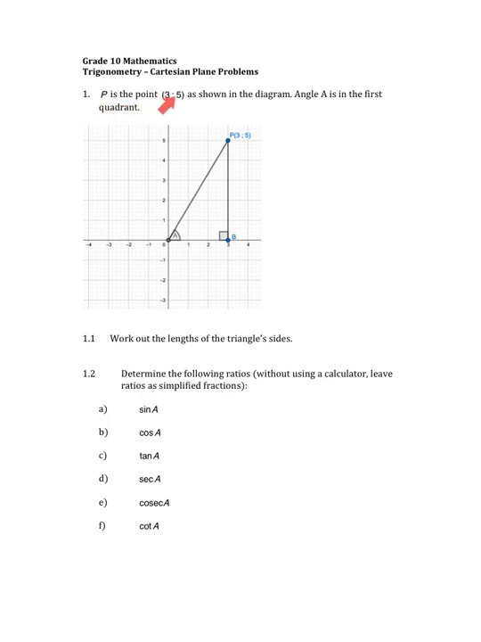P is a point (3, 5) as shown in the diagram. Here's my beautiful triangle. Angle A is in the first quadrant. Work out the lengths of the triangle's sides. Okay, well, that's pretty easy.